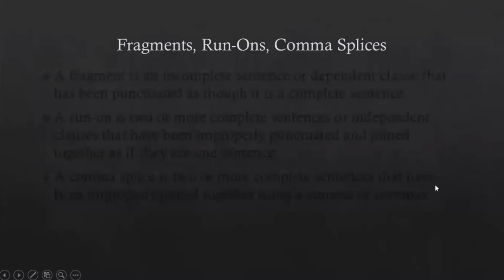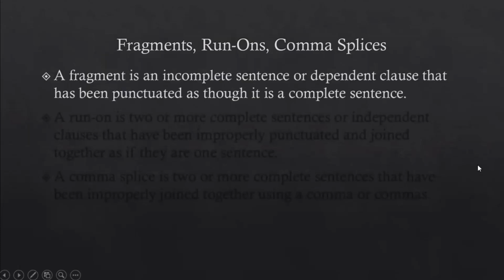All right, so let's talk about fragments and run-ons and comma splices. These are probably the most common kinds of writing issues that I run into. And fortunately, they're very common. They're also pretty easy to identify and very easy to fix. So first, a fragment is an incomplete sentence or a dependent clause that has been punctuated as though it is a complete sentence, right? So it's part of a sentence that you've stuck a period on the end of so that it looks like a sentence, but once you look at it, you realize, oh, no, that's not a sentence. It doesn't have a subject, or it doesn't have a predicate, or it doesn't have both. Okay, so that's a fragment.